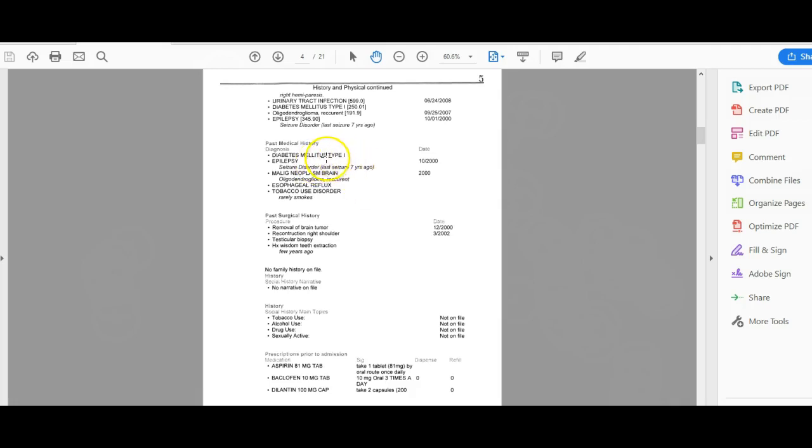Past medical history, again, if you notice, it has the diabetes and the epilepsy there, but they don't go away. So it's not really past medical history. As far as coding purposes, we're still coding it. So we're going to code it as current.